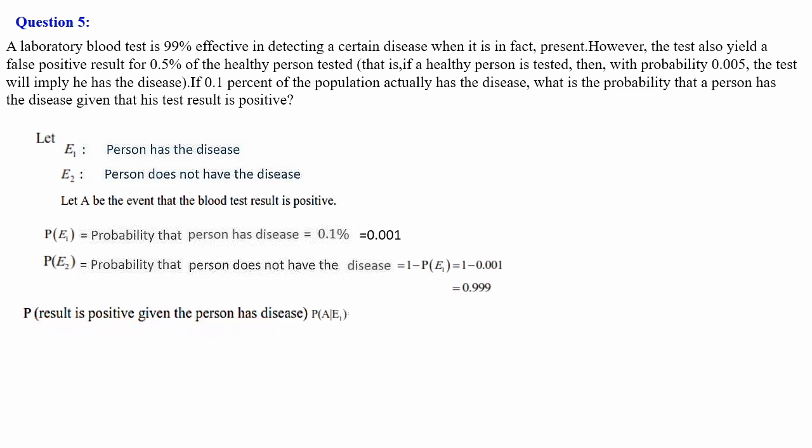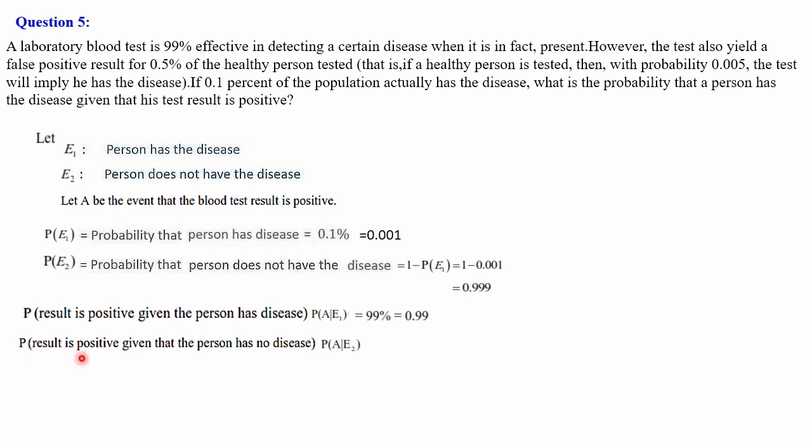Next, probability of the result being positive given that the person has the disease. That is P of A given E1. A is the result is positive, given E1. E1 means a person has the disease. That is equal to 99%. It is given to you that the test is 99% effective, in the sense that a person having the disease will be detected positive. So P of A given E1 is 99%, that is 0.99.